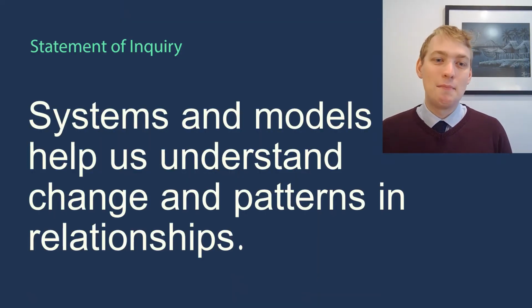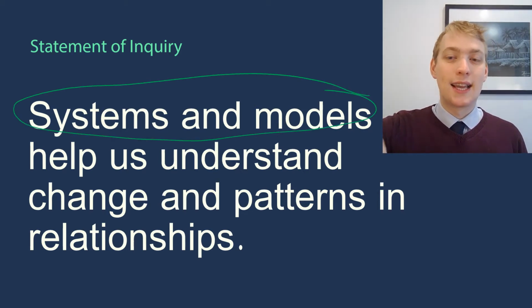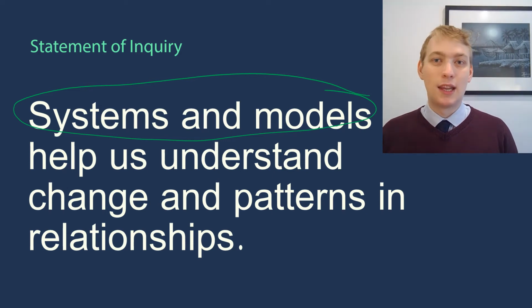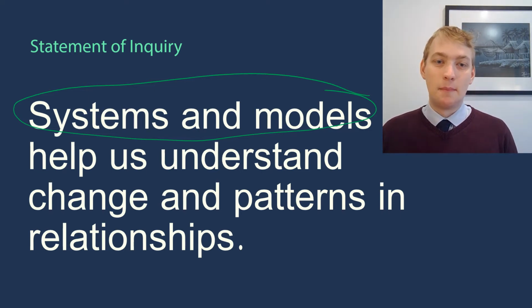It reads that systems and models help us understand change and patterns in relationship. Now, within the context of data, our systems and models are going to be things like our measures of center and spread. So our mean, median, mode, range, things like that. But they also are our graphs, things like a histogram or a pie chart. And we're going to look at a few more of those this time as well. Those things help us understand change and patterns in relationships. They help us understand how things have relationships and interact with each other and how they change over time. And we're going to be looking at that throughout the whole unit.